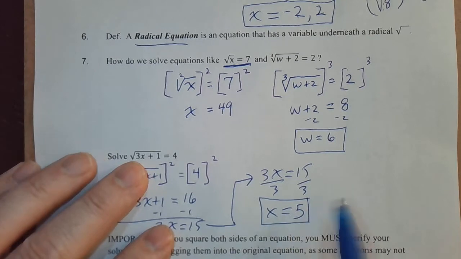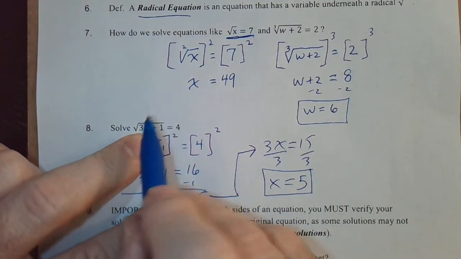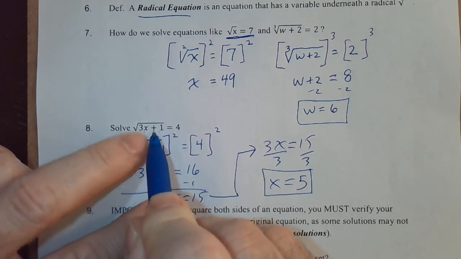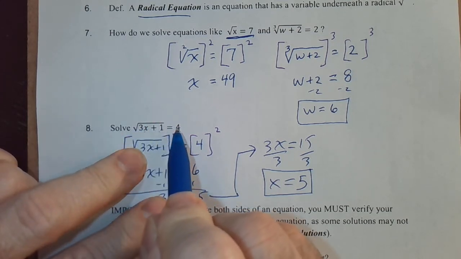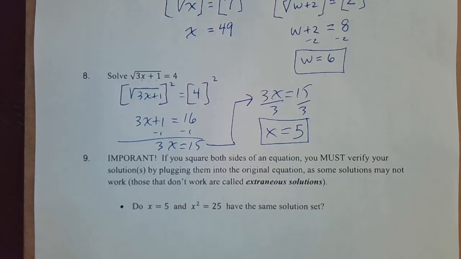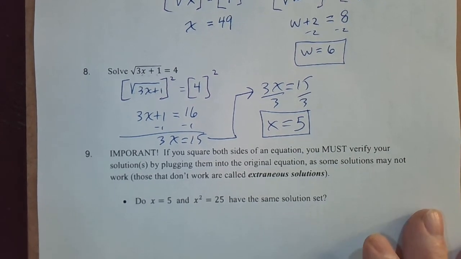Let's go back and plug it in just to make sure it's right. X is 5. 3 times 5 is 15, plus 1 gives you 16. 16 under a radical is equal to 4. Now, the recipe we're going to do is in the next video, but I do want to make sure you're aware of something.